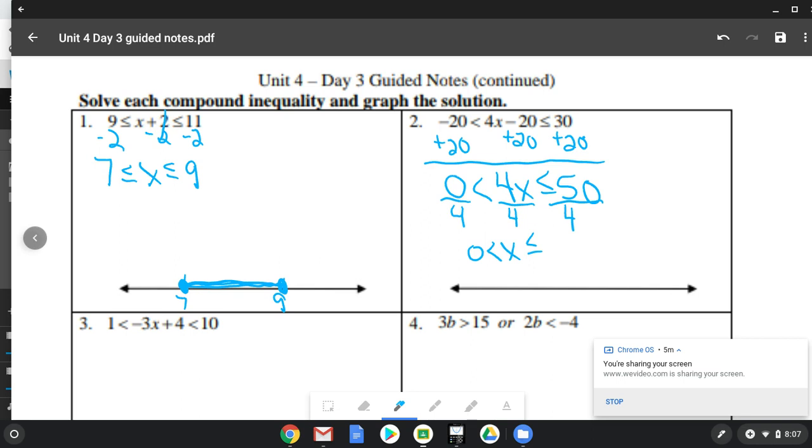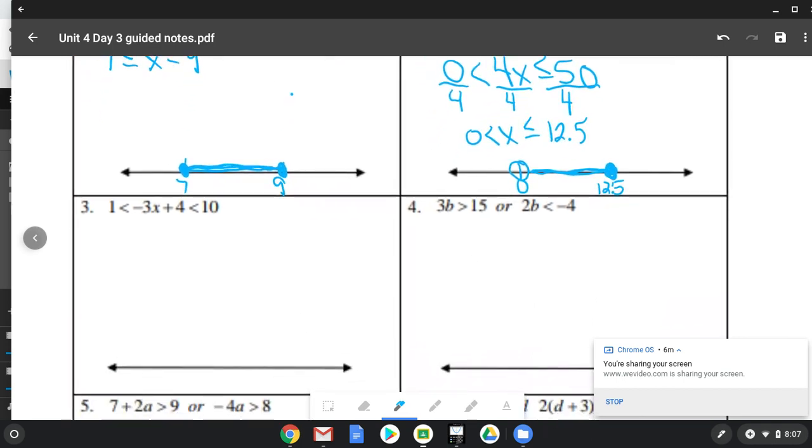50 divided by 4 in my calculator is 12.5. So now we have 0. We have 12.5 or 12 and a half. The 0 has an open. The 12 and a half has a close because it says equal to. And it's shaded in between again because that's where the x is. It's in between. So that's how you do the hard ones for the and type problems.